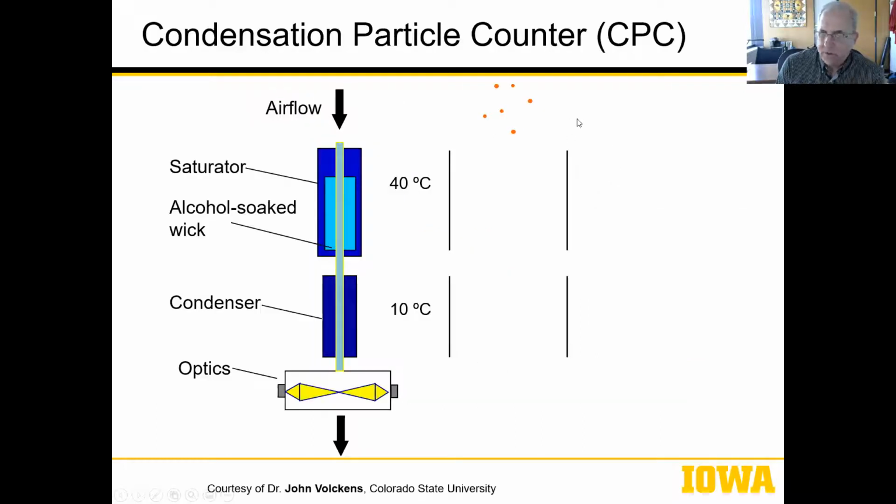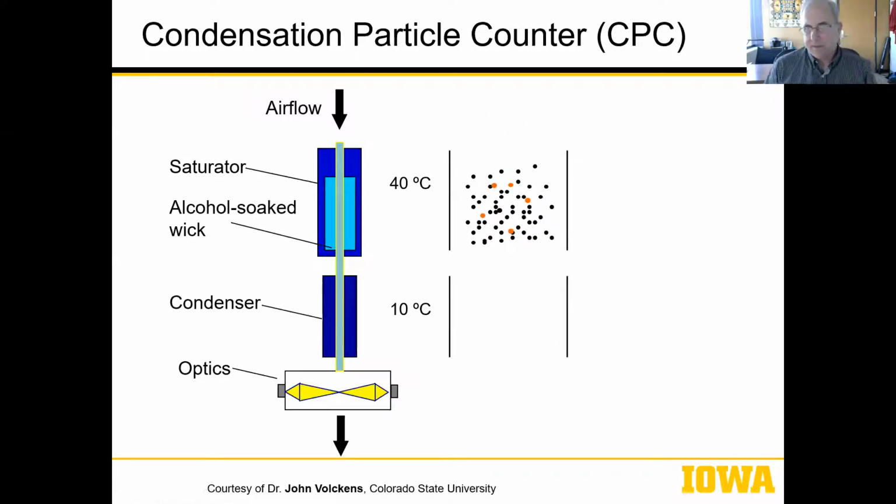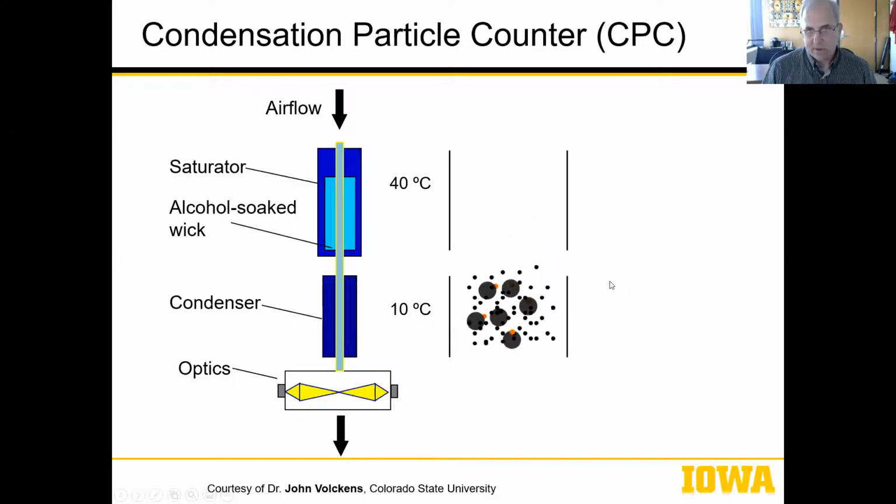These little particles are so small that you can't see them with a laser and diffract off that light like a photometer. So they first saturate them in a very humid environment, either alcohol or water, and then they cool that air to condense them. We're literally creating a cloud here. These are cloud droplet formations within this instrument.